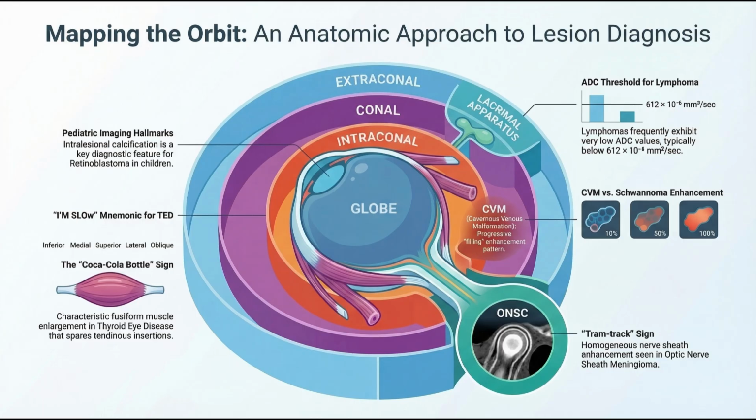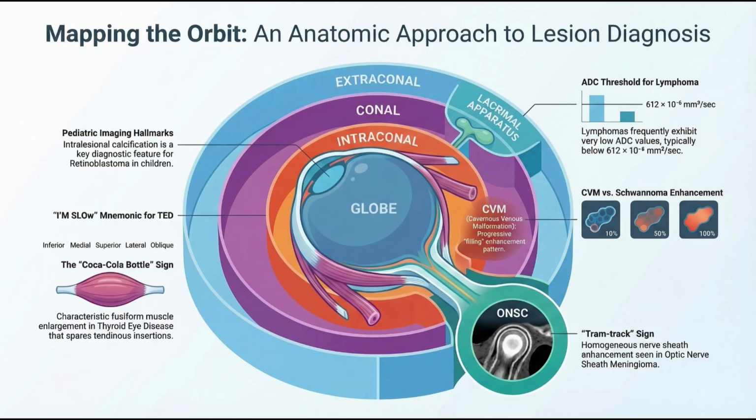Okay, moving outward to the extraconal space, which is the space between the muscle cone and the literal bones of the skull. The source talks a lot about something called the orbital septum here. The orbital septum is a thin, fibrous sheet of tissue that acts as a literal biological shield.